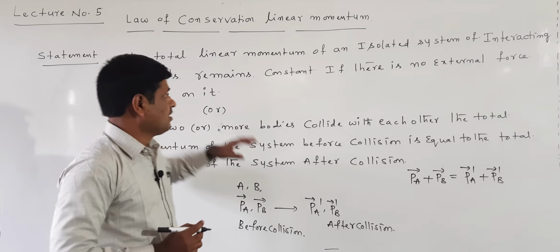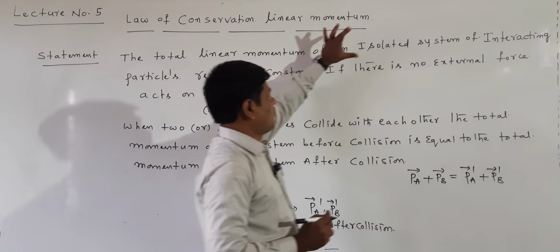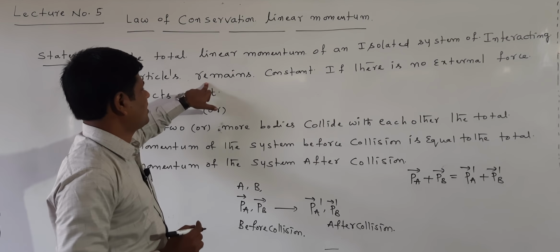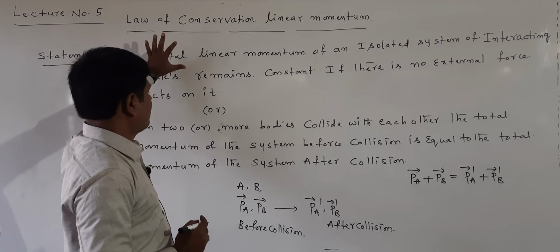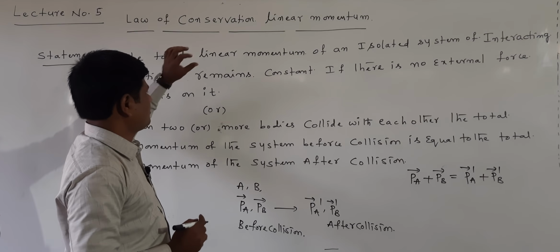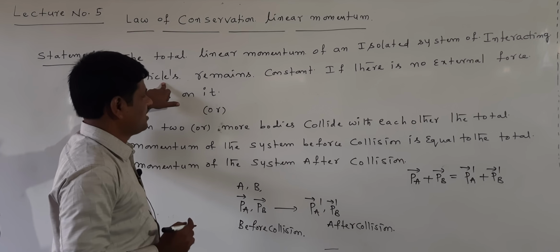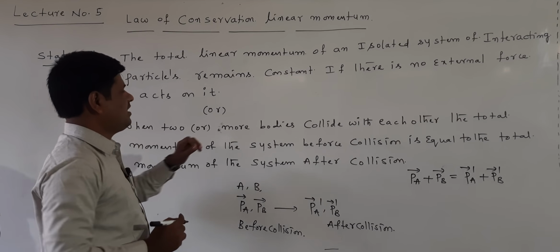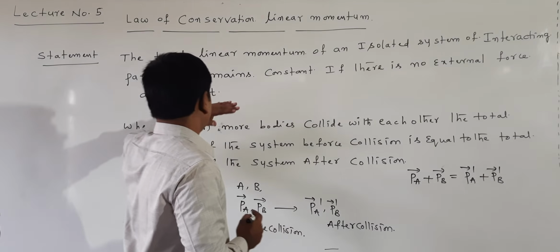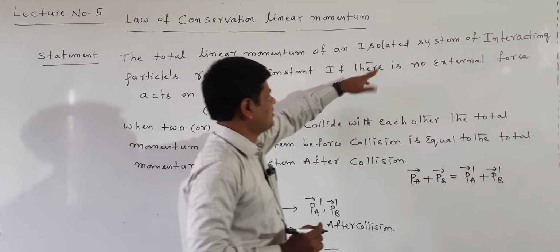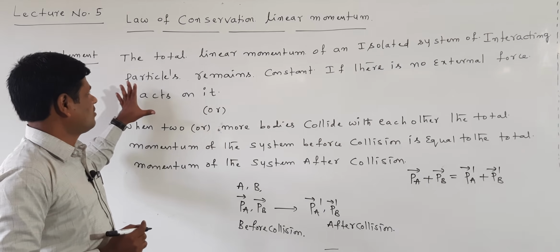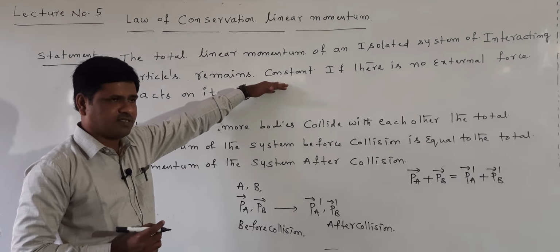Once again, see here. The total linear momentum of an isolated system of interacting particles remains constant. This means the isolated system contains particles, and the total momentum of those particles is constant. When it is constant, there are no external forces acting on it. That is an isolated system. Inside the isolated system, the total momentum of the particles remains constant.